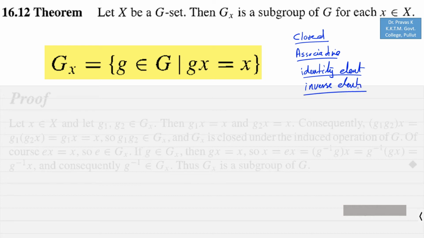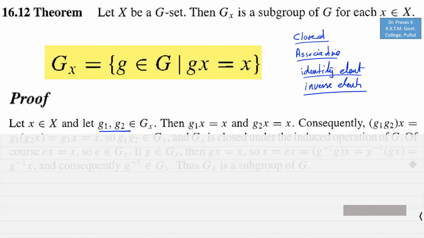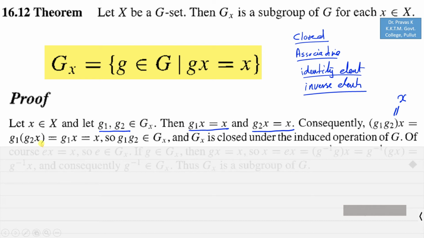So let x be an element in X, and let us consider G_x. If g1 and g2 are two elements in G_x, then you know that g1x is equal to x and g2x is equal to x, and you need to prove that g1g2x is also equal to x. Now if you start with g1g2x, you can see that that is the same as g1 into g2x, since X is a G-set, and that you can modify to g1x, which is equal to x. So g1g2 is an element in G_x. There is no need to prove the associative property, since you already know that the elements are from G itself.